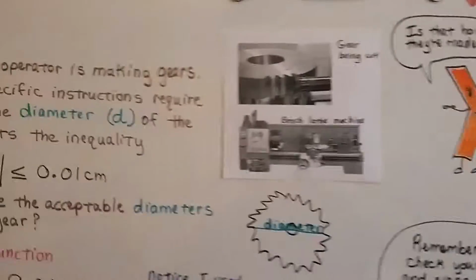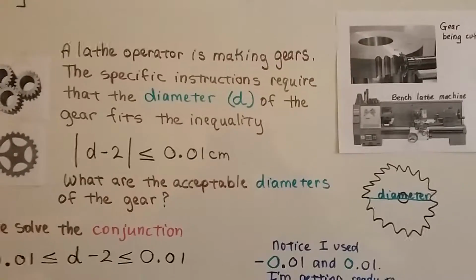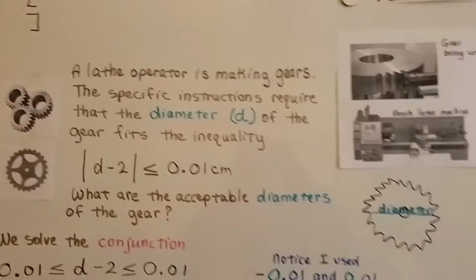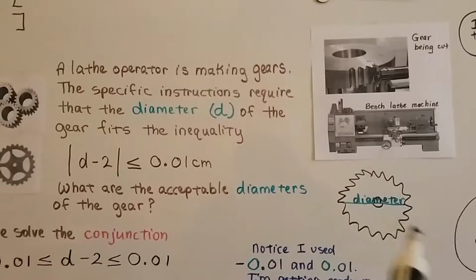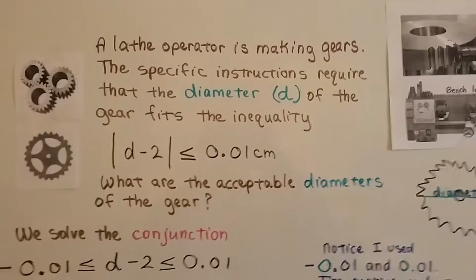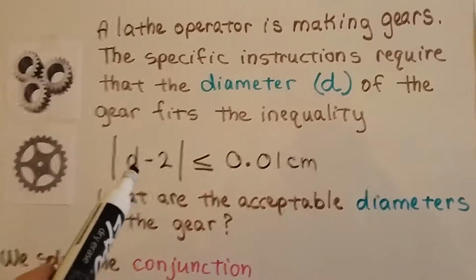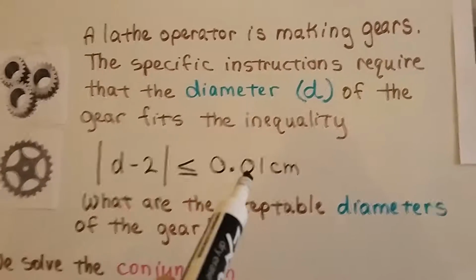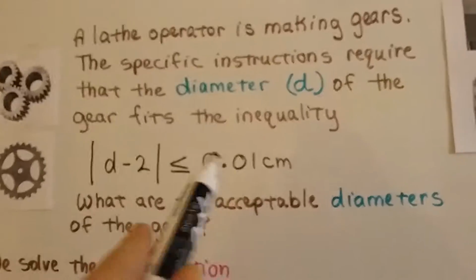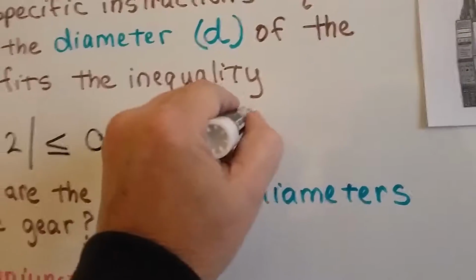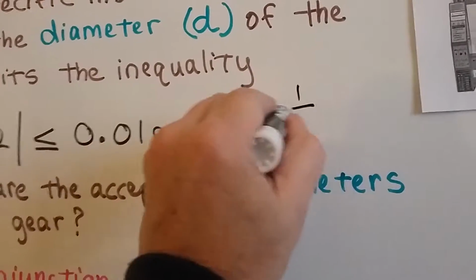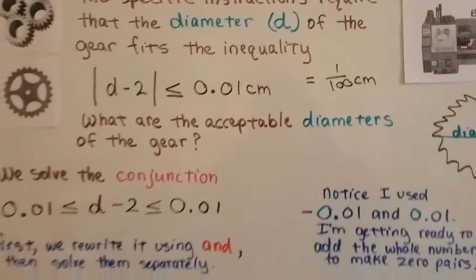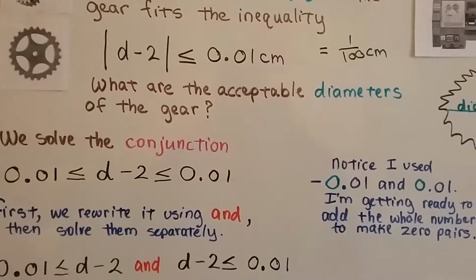Isn't that cool? So a lathe operator is making gears, and the specifications require that the diameter, remember, from side to side, of the gear fits this inequality. The absolute value of d minus 2, diameter minus 2, has to be less than or equal to 1/100th of a centimeter. So remember, 0.01 is equal to 1/100th, right? So that's what they're saying, all right? So we got it in decimal form. So what are the acceptable diameters of this gear?